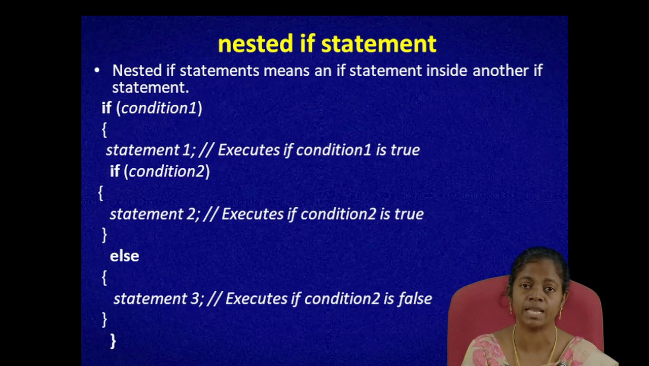Next we see about the nested if statement. Nested if statement means one if statement contained within another if statement. That is, one if statement plays within another if statement. In this nested if statement, the execution starts from top to bottom. First condition 1 is checked. If it is true, statement 1 is executed. Next we check condition 2. If it is true, statement 2 will be executed. If condition 2 is false, finally statement 3 will be executed.